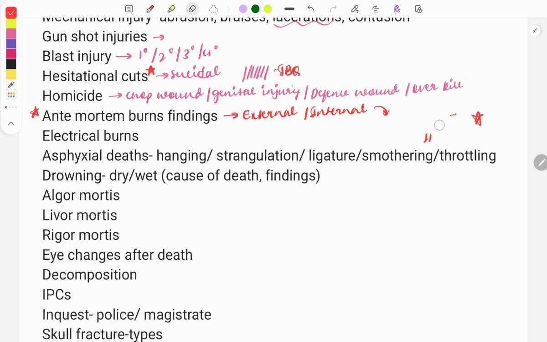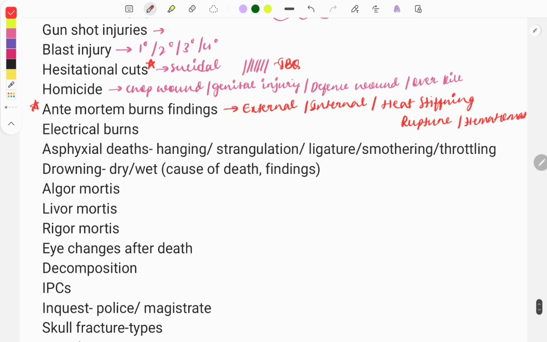And you also need to know certain non-specific signs like the heat stiffening, rupture, hematoma. These are the non-specific findings and can be seen even in the postmortem burns.